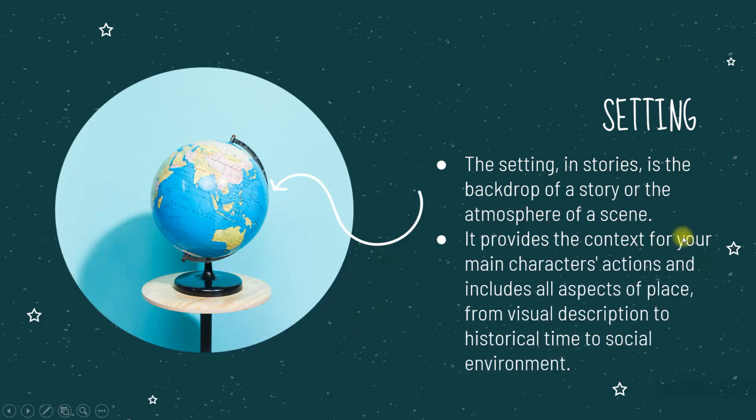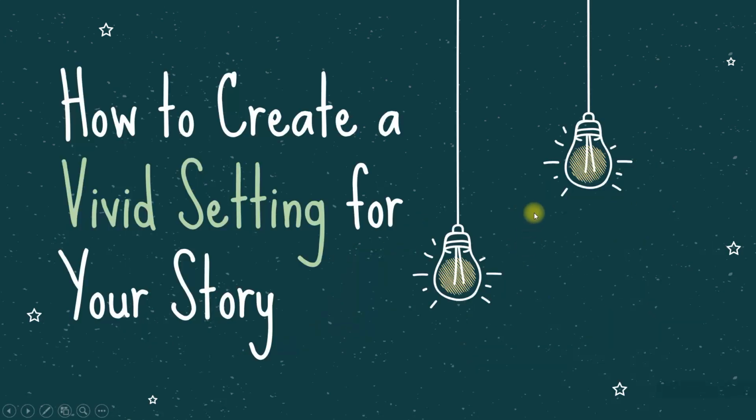The setting of a story is the backdrop of a story, or the atmosphere of the scene. It provides context for your main character's actions. So this is the where and when of a story. And the setting affects how your story is going to be received, or how the atmosphere of your story will end up. Okay? So, how do we create a vivid setting for our stories?